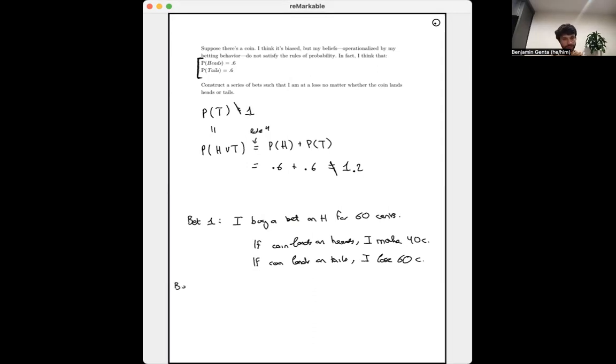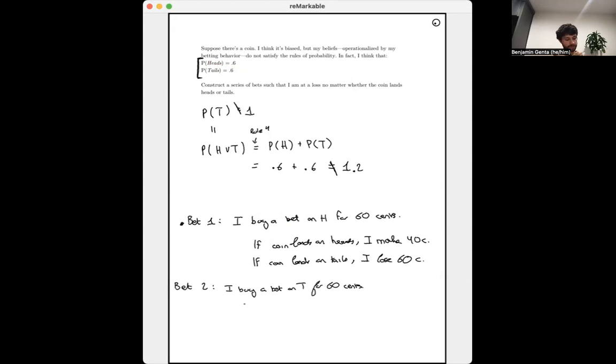Okay, now let's look at another bet, on tails this time. So I'm willing to take bet 1. Note that if I have the belief that the probability of heads is equal to 0.6, then I'm willing to take this bet, because that's just how we've operationalized beliefs. And similarly with tails, I am willing to buy a bet on T for 60 cents.